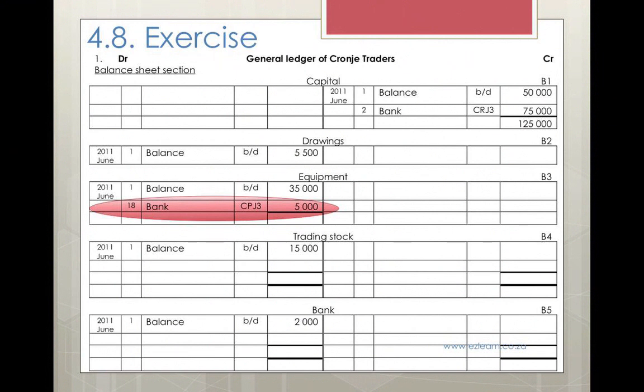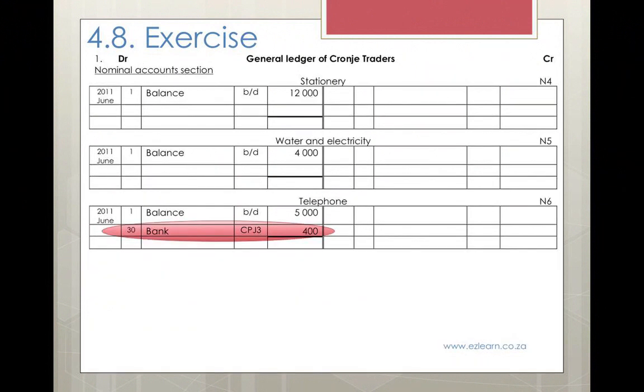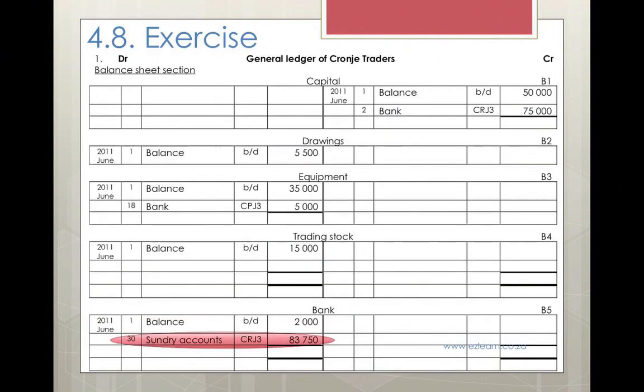Now that you've used all the sundry account information, there's still telephone you will need to enter on the debit side. On the 30th, bank CPJ 3 for 400 Rand. Once you've entered all of the sundry account information, you can then go and post the totals of the journals, starting with the CRJ. Analysis, of course, has no total, but you will need to post the bank entry on the debit side. Your details will be sundry accounts, as there are a lot of other accounts involved. Folio CRJ 3 and the 83,750 will go on the debit side, as bank is an asset that is increasing as you are receiving money.